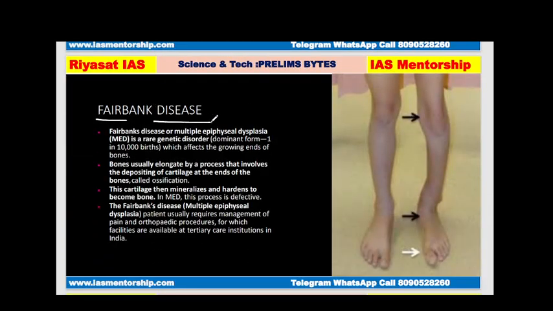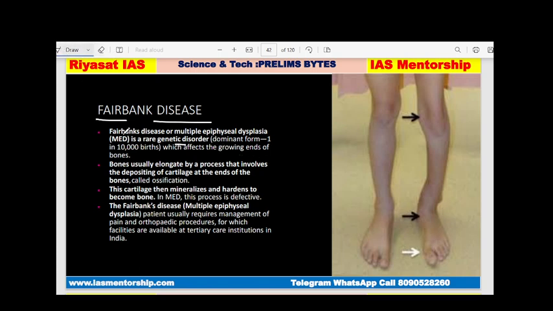Next is Fairbank disease. Basically, it's a rare genetic disorder. What happens here? Bones are not getting developed. The growing ends of the bones are being affected. Clear? Basically, bones usually elongate by a process that involves depositing cartilage at the ends of the bones, called ossification. But this process stops because of the disease and the bones are not developed properly. Understood? It is very painful, so patients require pain management and orthopedic procedures for their movement. Otherwise, how will they move with such a disturbed leg? So you can see here.